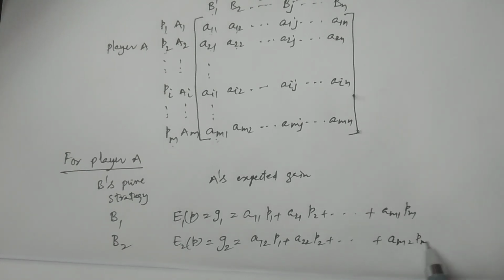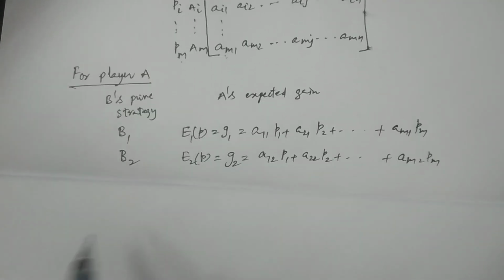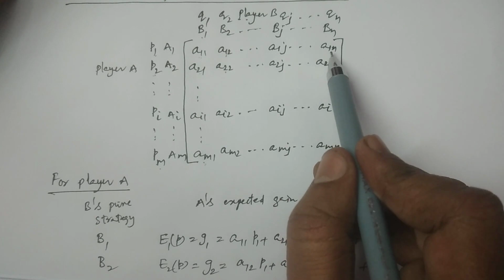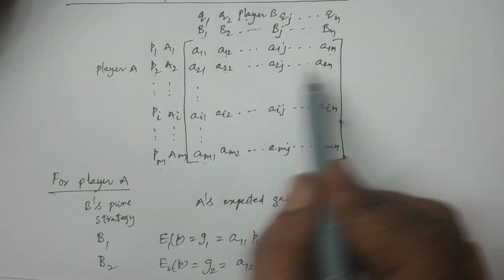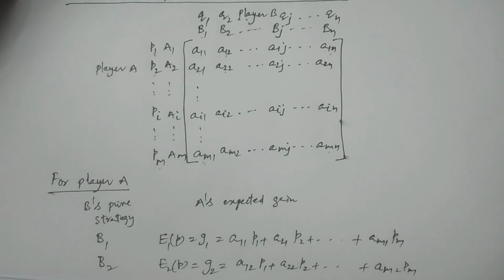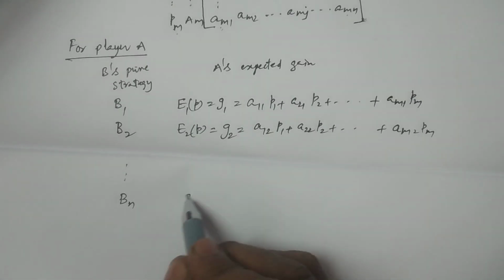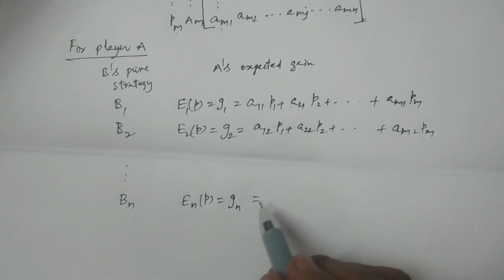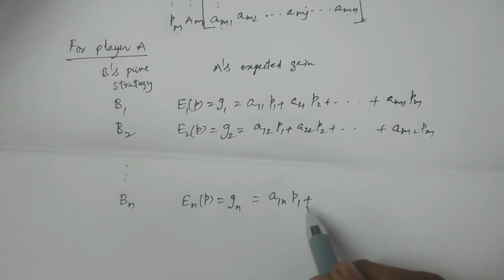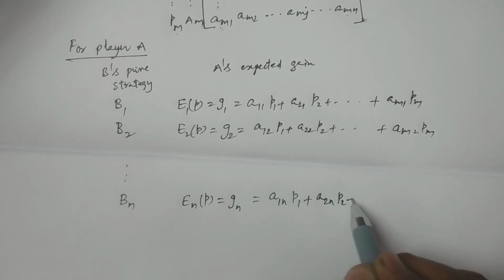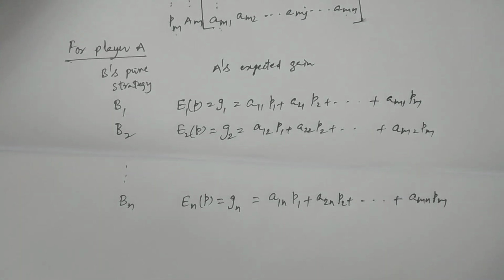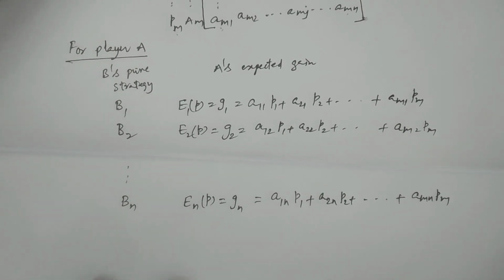So similarly, and so on, if you consider the nth strategy of player B, then what is the expected gain for player A? A1n P1 plus A2n P2 and so on plus Amn Pm. That is, I am considering En(P), which is equivalent to Gn, equal to A1n P1 plus A2n P2 plus and so on plus Amn Pm. So these are the expected gains for player A.